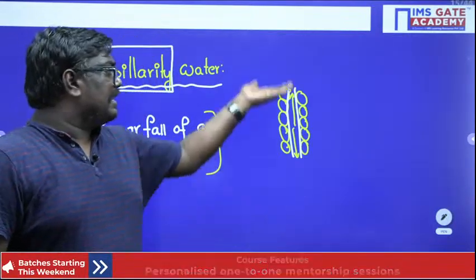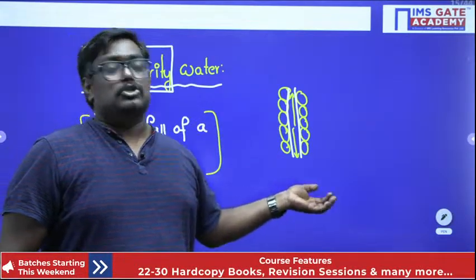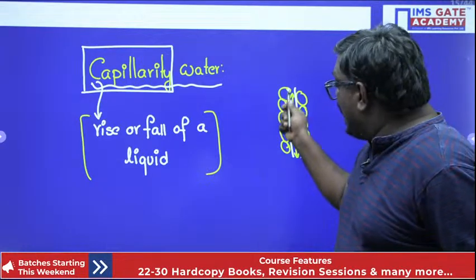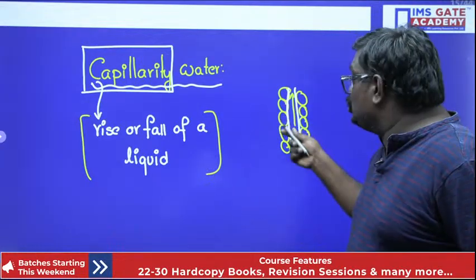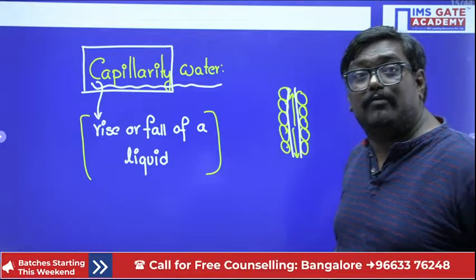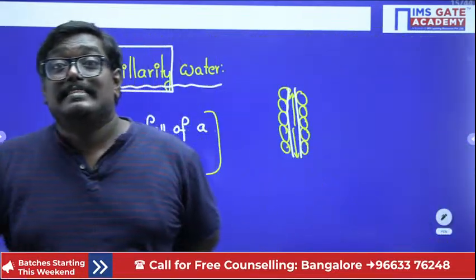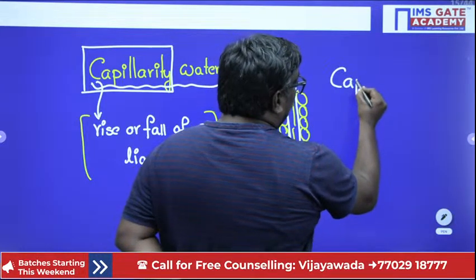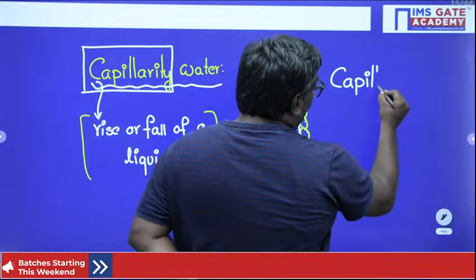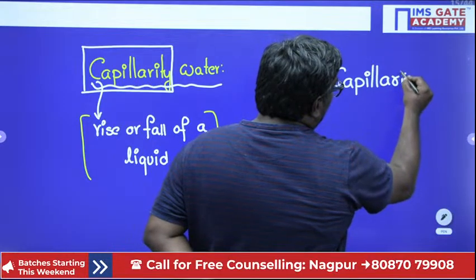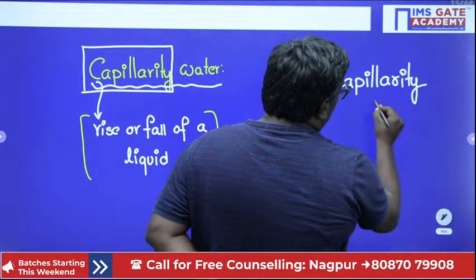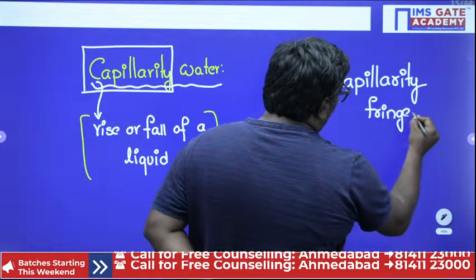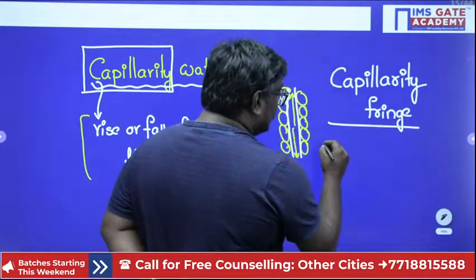Due to that there can be a rise or fall. So what happens is the interconnected voids will act like a capillarity tube through which the water will rise or fall. That phenomenon is known as capillarity fringe. That phenomenon is known as what, my dear students? It is known as capillarity fringe.